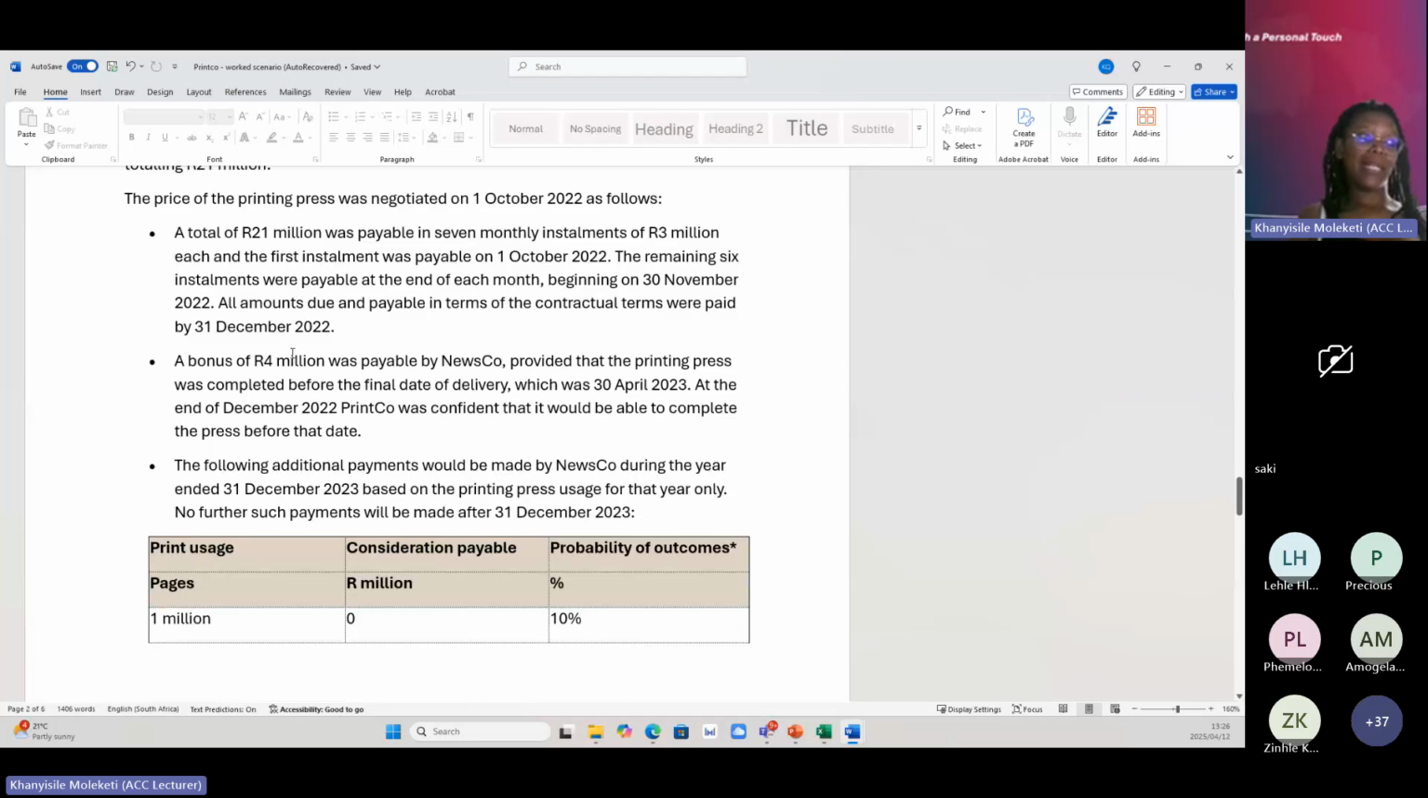There's a bonus of 4 million payable by NewsCo if it's completed before the final date of delivery, so before 30 April. And what I said, we do not know, right? We actually do not know yet, okay? However, they say at the end of December, PrintCo was confident it'll be able to complete the press before that date.